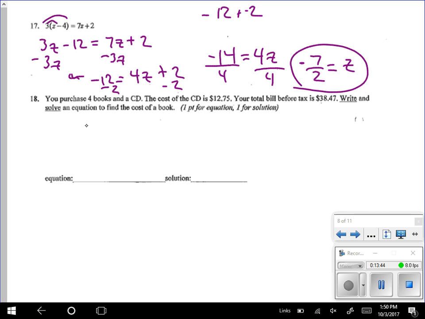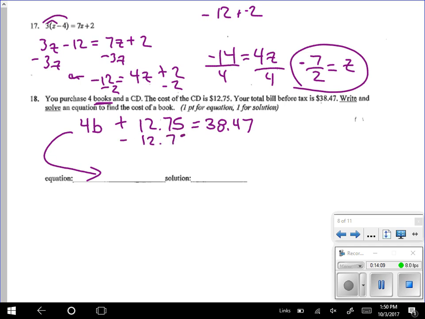So, okay, we don't know how many books we bought. We're going to call that B. Sorry, we do know how many books we bought. We just don't know how much the books each cost. So we're going to say 4B plus the cost of the CD, $12.75, is going to equal our total bill, which is $38.47. That would be our equation. That would belong there. Then we just have to solve.